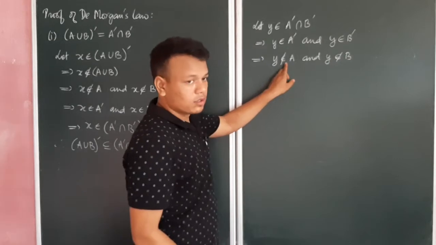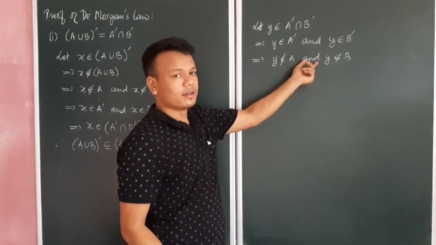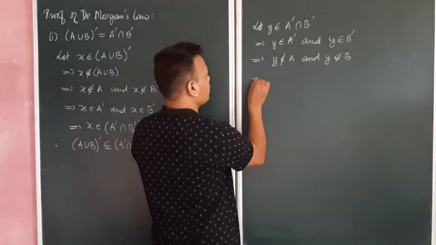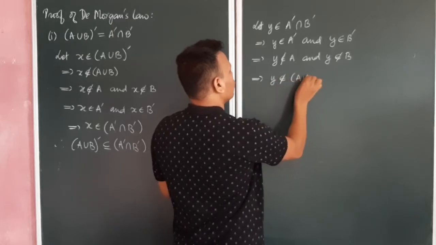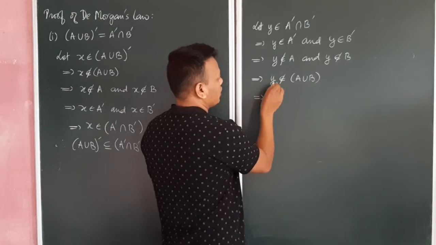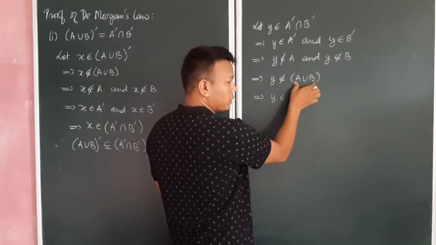Now as I said earlier, if the sign is does not belong to, then this and represents union. So this means that y does not belong to A union B. Now what is the meaning of this? If y does not belong to A union B, then y must belong to its complement.